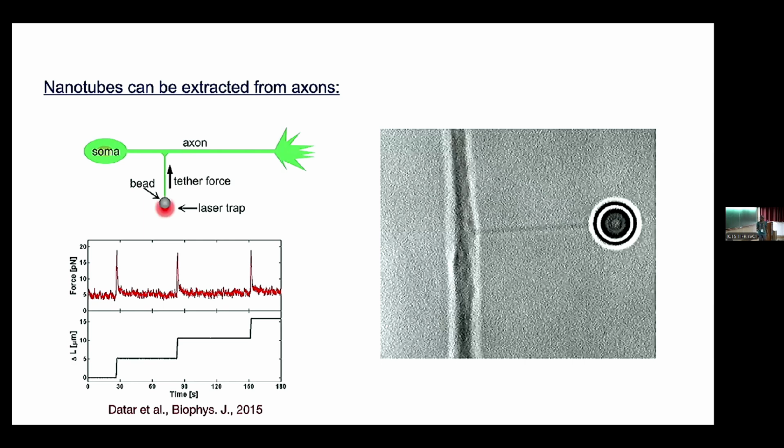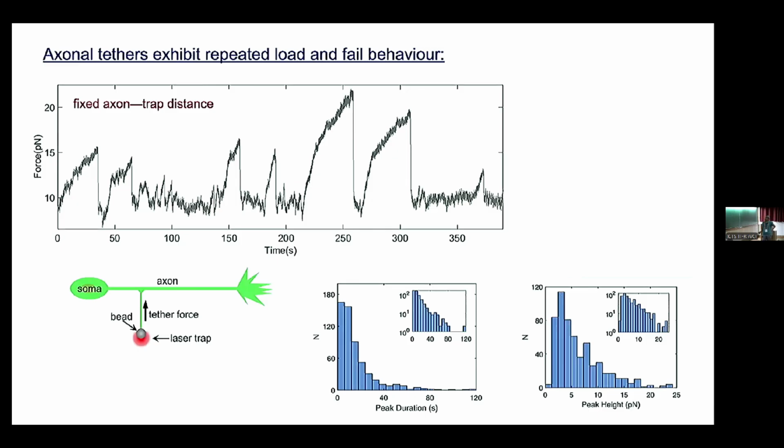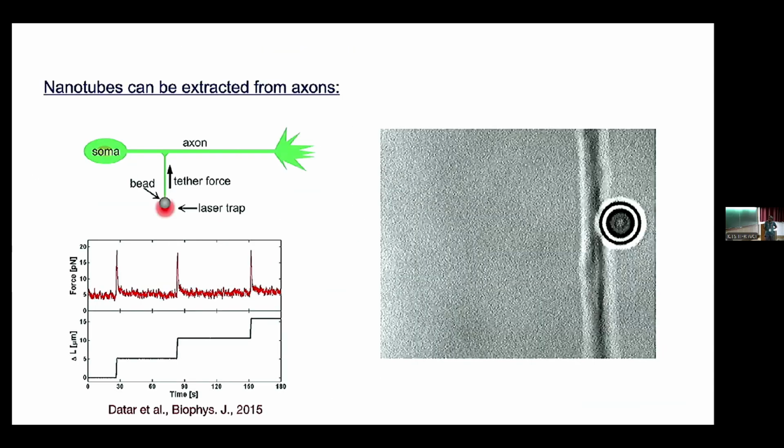That's the experiment. To our surprise, when we did these experiments on these neuronal tethers, the force did not remain constant, but instead showed repeated load and fail behavior. The force increases, reaches some value, suddenly collapses, and then again increases, and this cycle keeps repeating. I mentioned earlier that in most cases this does not happen. If the displacement is kept constant, then the force is constant. So this came as a surprise.